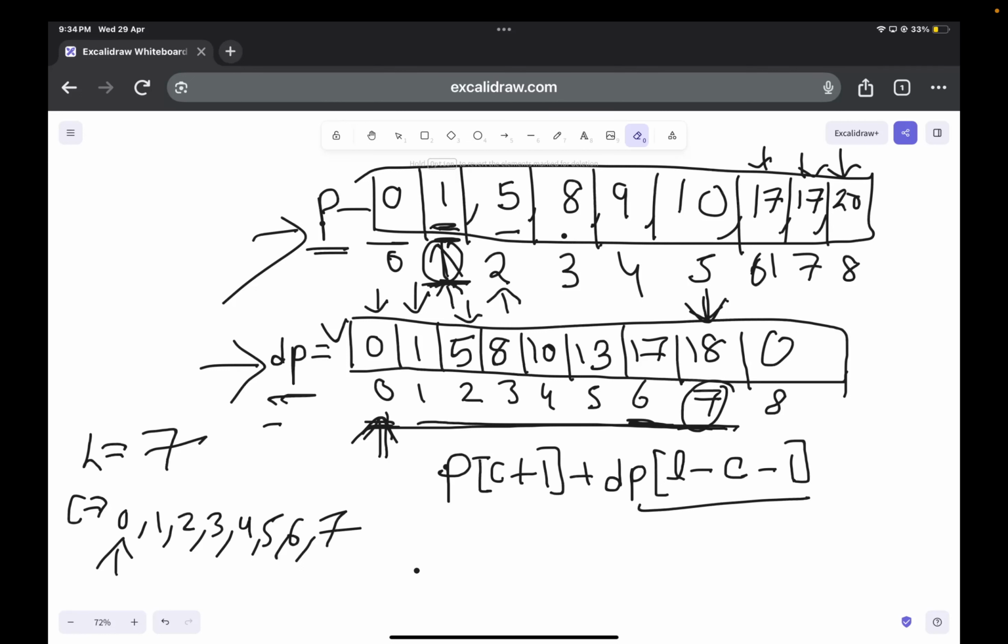Basically here I think we are confusing a little bit in the index. So L minus C, what is L minus C? 8 minus 0, right? 8 minus 1. 8 minus 1 is 7. So you are checking for 7 length. dp of, okay, 7 minus 1 you are doing. 7 minus 1 is 6. 17 plus 1 is 18.